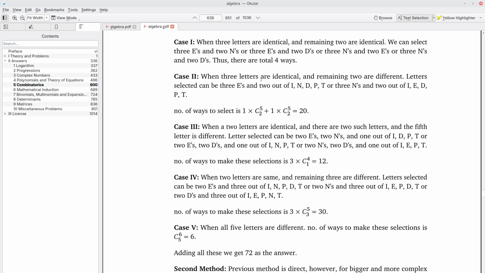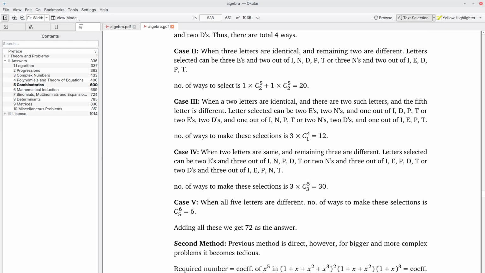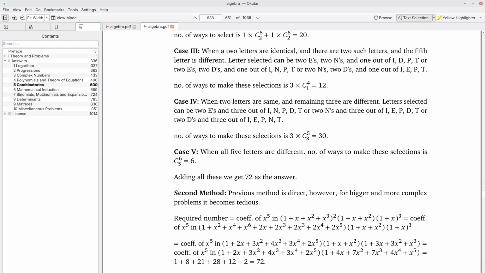Case 2 is when 3 letters are identical and the remaining 2 are different. Letters selected can be 3 E's and 2 out of I, D, P, T, C, or 3 N's and 2 out of I, E, D, P, T. So the number of ways to select is 1 multiplied by 5C2 plus 1 multiplied by 5C2, that is 20. The third case is when 2 letters are identical, there are 2 such pairs, and the fifth letter is different.